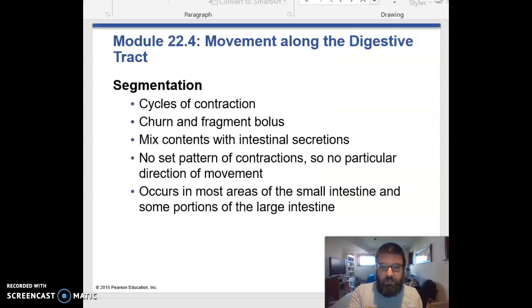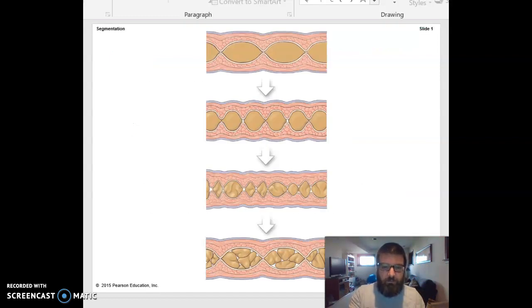There's another type of movement called segmentation, and instead of this wave, right, it goes back and forth, and that's for mixing, right? Like you can imagine your washer agitating, going back and forth. That helps mix up the contents with the intestinal secretions, and so you're more likely to have the food fragments that you still have mix up with the enzymes. There's not a directionality to it, right? Peristalsis moves things in a direction, right, from mouth toward anus. Segmentation just churns, right? And so you can see it mixing things up there.